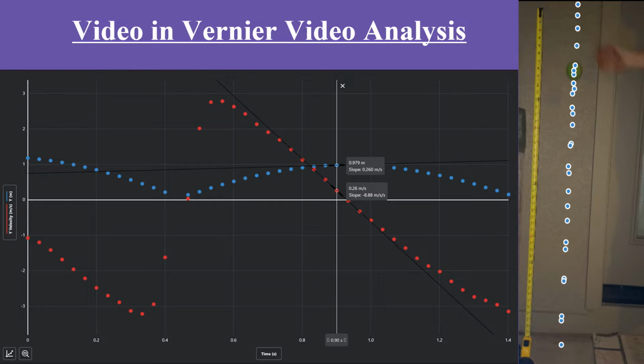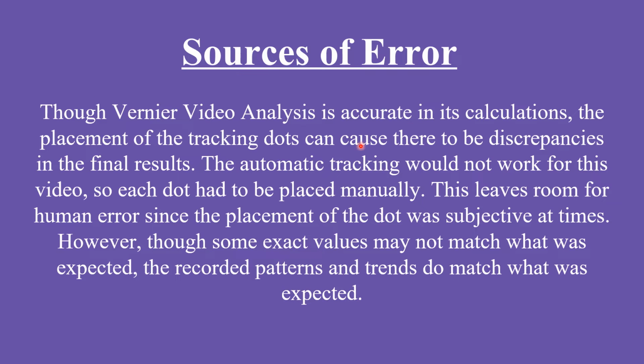We determined that this is most likely due to the fact that we had to manually place every tracking point within the video analysis system. So it was most likely a human error on part of us. We may have not always put the dots in the correct place. Sometimes just due to the quality of the video, we had to estimate where we were going to put it.